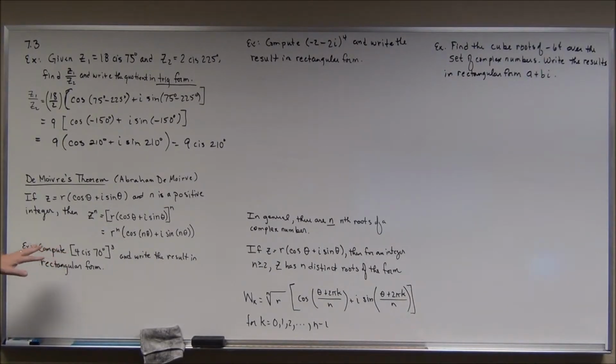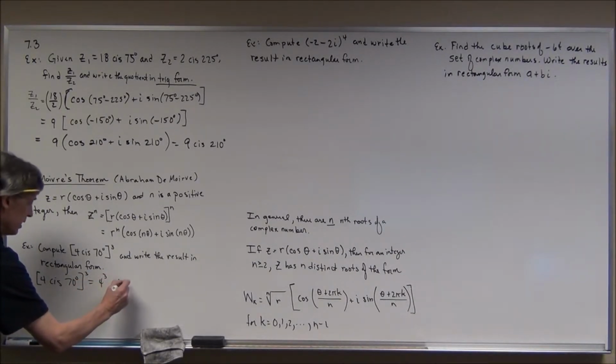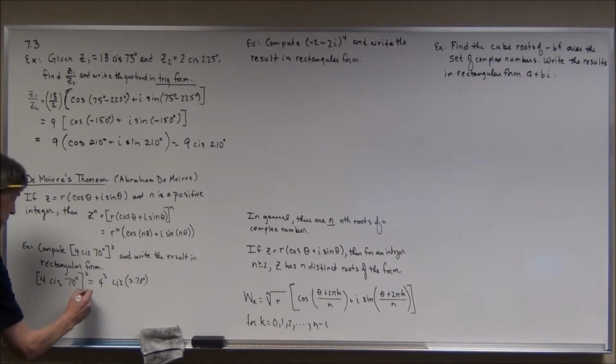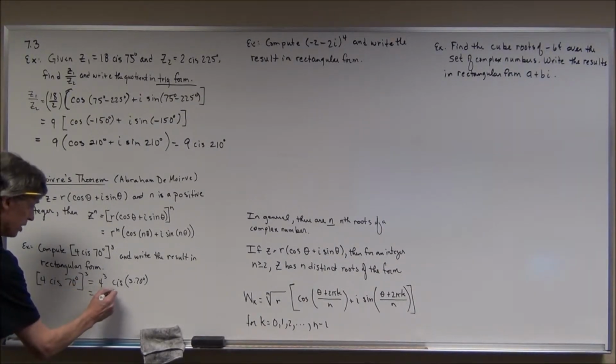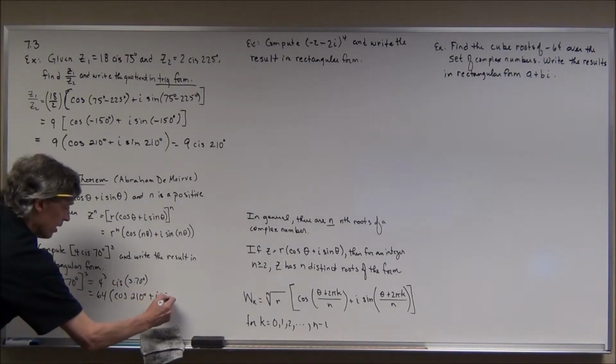So we're going to do an example here. First one that's already given to us in polar form, and then we'll do an example where it's in rectangular form. And we're going to put our answer in rectangular form. So if this is being raised to the third power, that would be 4 to the third CIS 3 times 70 degrees. So this is 64, 4 times 4 times 4, the cosine of 210 degrees plus i sine of 210 degrees.